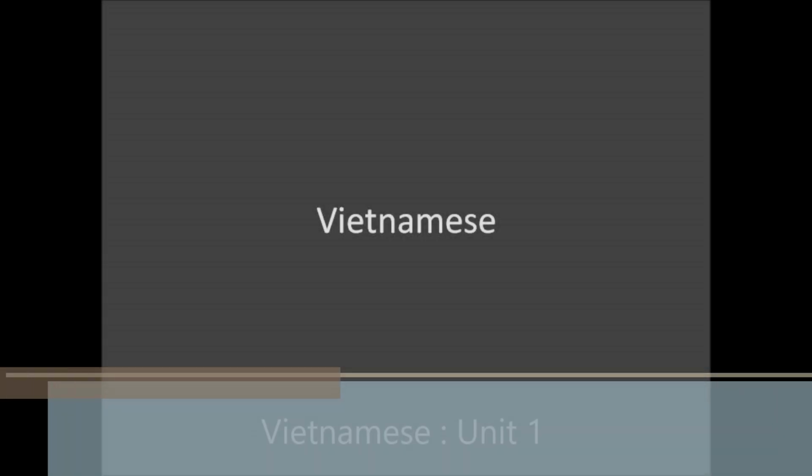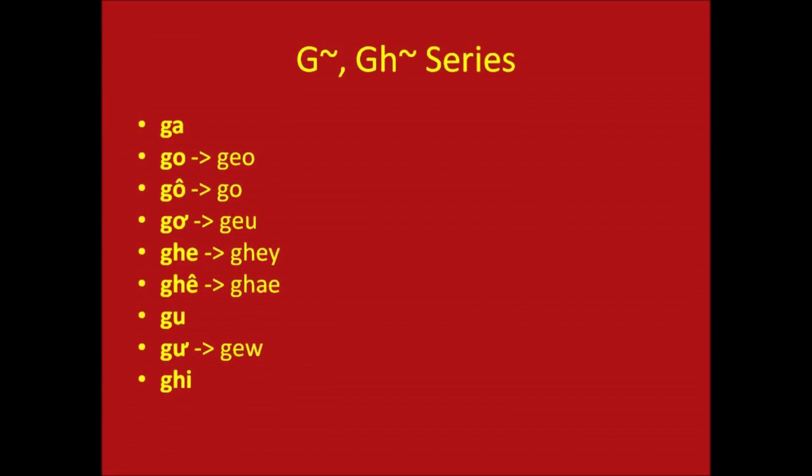Welcome to the Vietnamese lesson for beginners. We shall continue to mix consonants and vowels to generate more complex alphabets in Vietnamese. We shall start with the G and GH series.